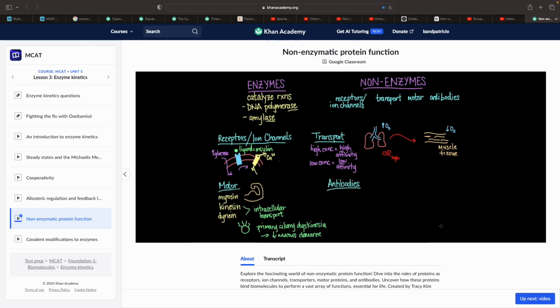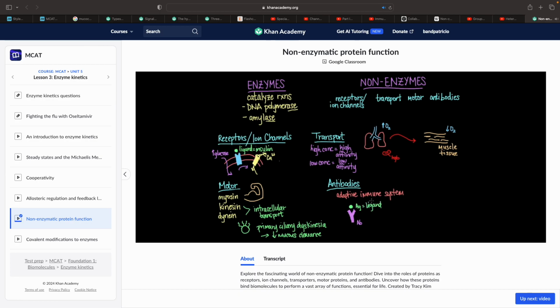Now, antibodies are protein components of the adaptive immune system, whose main function is to bind foreign antigens and target them for destruction. So in this case, the antigen, which comes from any foreign substance, say a virus or something like that, is the antibody's ligand. So here's an example of an antibody, and then here is the antigen. And the antigen is really just the antibody's particular ligand.